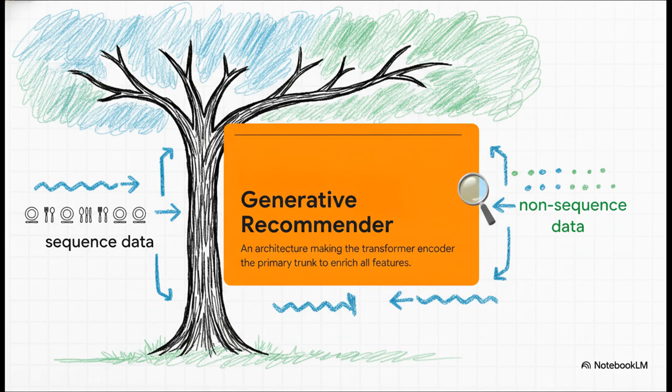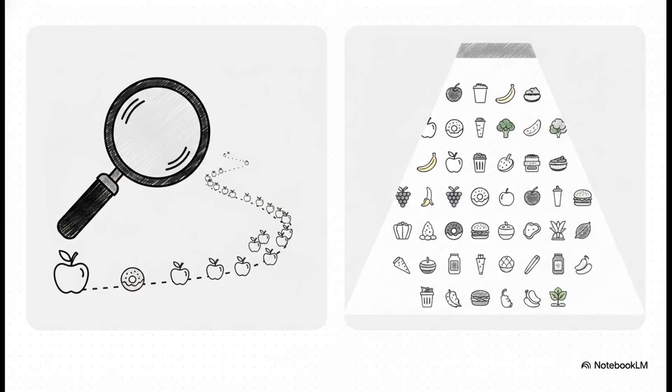They moved away from having separated parallel paths for sequence and non-sequence data. Instead, they made the transformer the absolute core, the primary trunk of the whole recommendation model, enriching all those features together in one place. This architectural shift allowed an amazing leap from point-wise to list-wise parallelism.